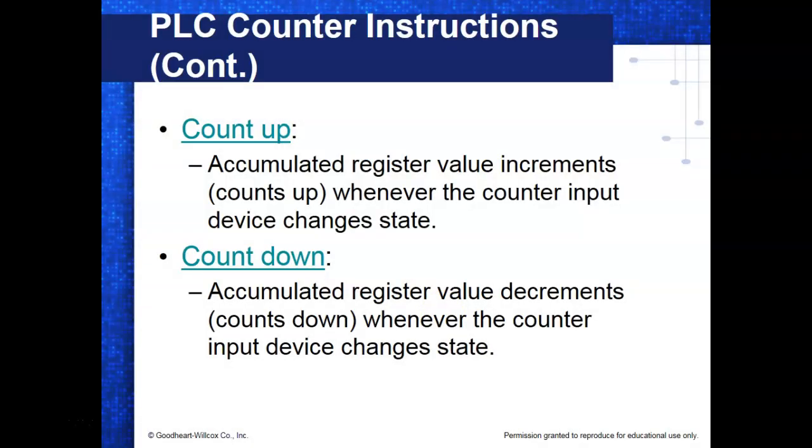So count up, count down. The accumulator will increment, and it's going to increment toward the preset. On an up counter, when the preset and the accumulator match, then we get a done bit out of the status register. Then what happens? Does the counter stop? No, it keeps counting, right? And it will keep counting until you do what? Until you reset it.